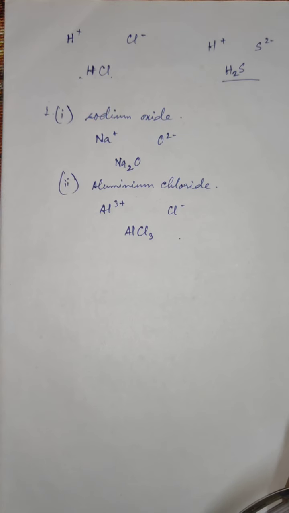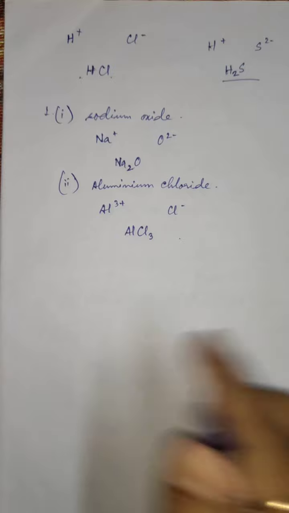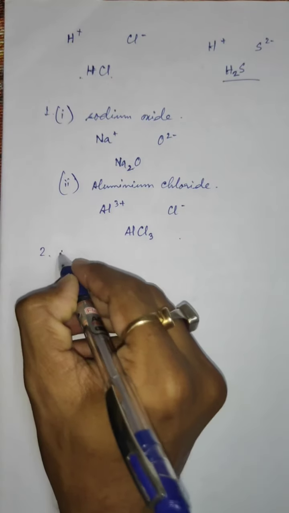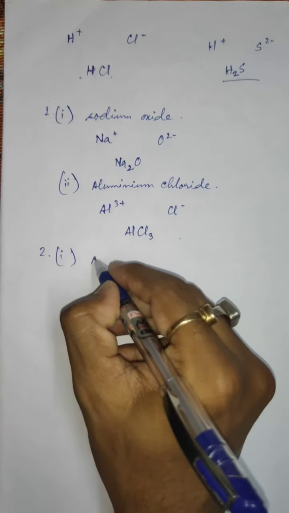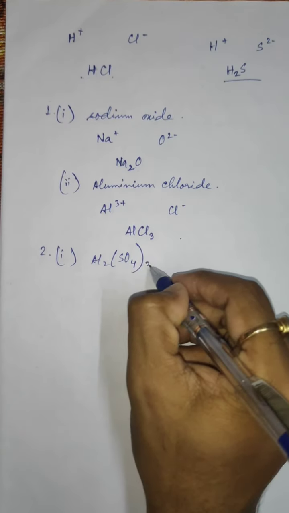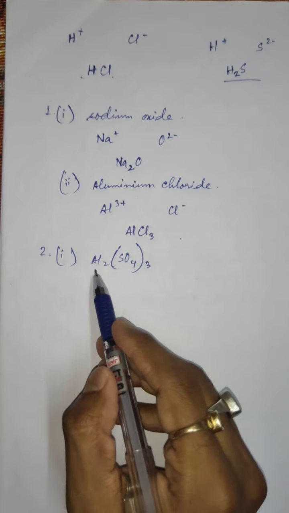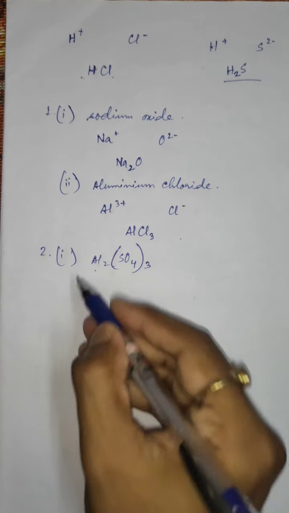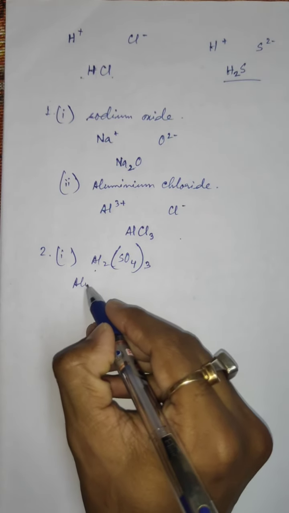In number 2, you are given the chemical formula and you are to write the names of the compounds. See, the first one given is Al2(SO4)3. So this is aluminium and this is the sulfate group. Okay, so it will definitely be aluminium sulfate.